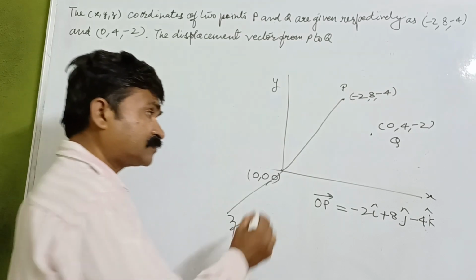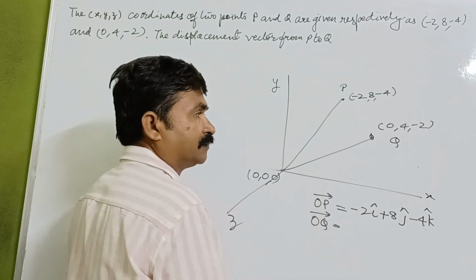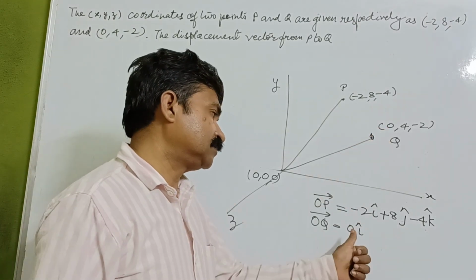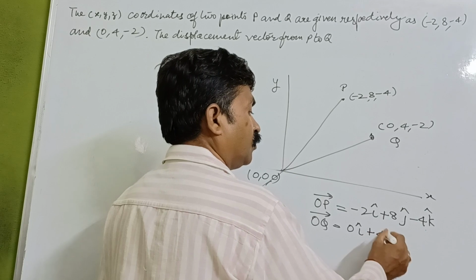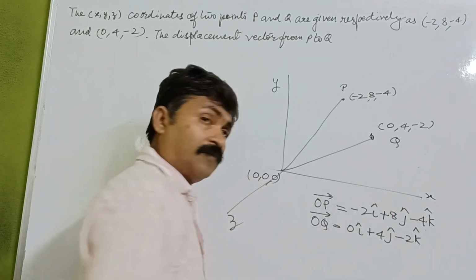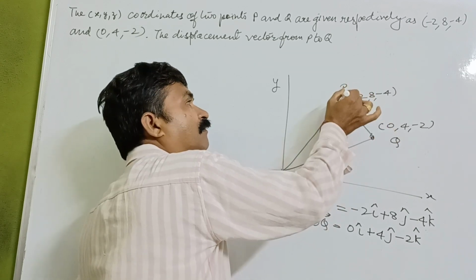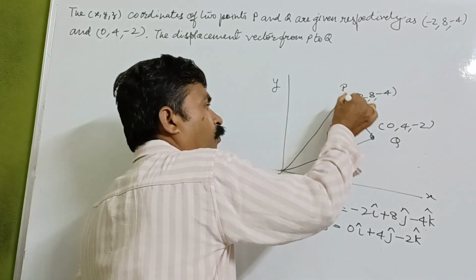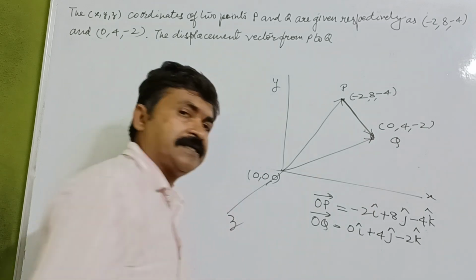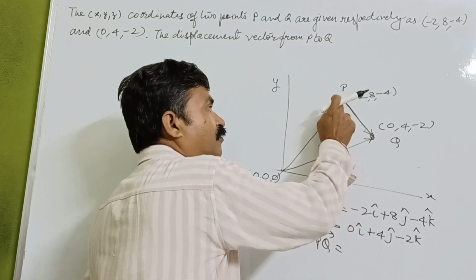Once we have got this, we can also determine the position of Q, the OQ vector. This is the position vector. So it is 0 into i cap, coordinate of x, plus 4j cap, and this is -2k cap. Once we have got this, what do we have to determine? We have to determine the displacement vector from P to Q. So P to Q means the direction is like this. We have to determine the PQ displacement vector from P to Q.